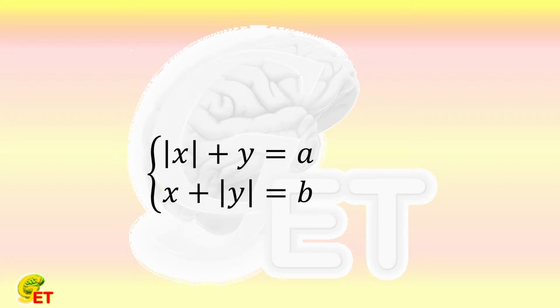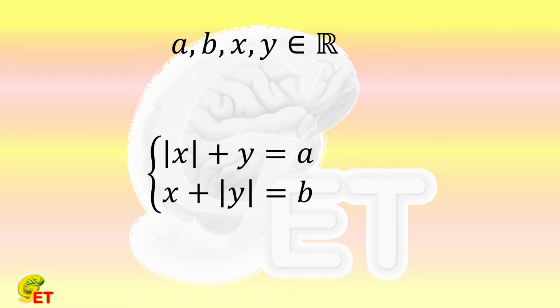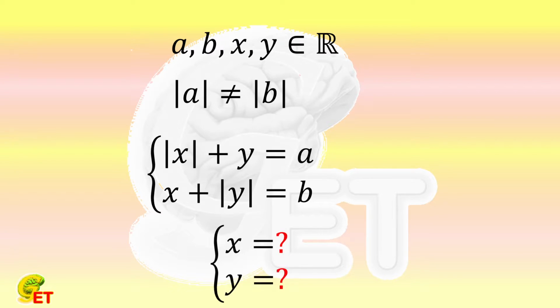The known parameters a, b and the unknown variables x, y are all real numbers. And the absolute value of a is not equal to the absolute value of b. So what are x and y equal to? How many solutions do the equations have? Why not give a try, and we will come back soon.